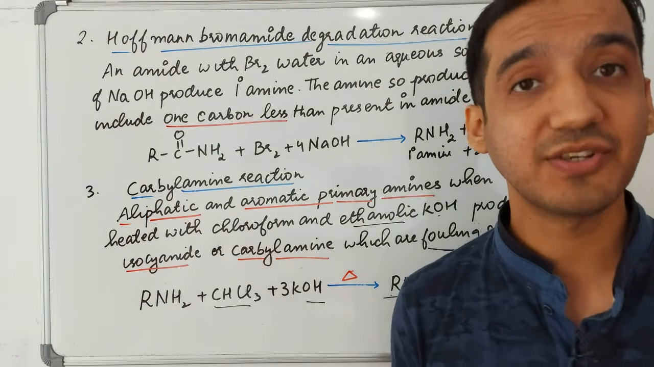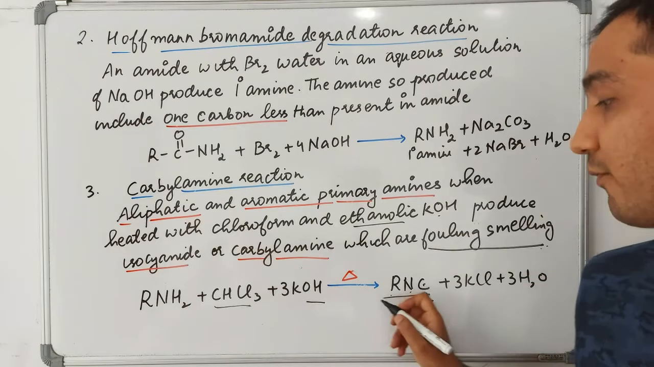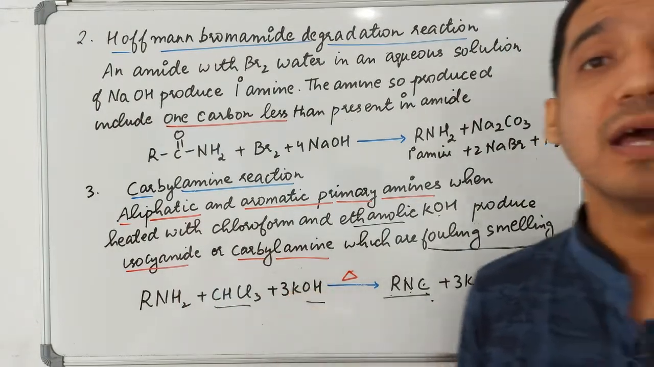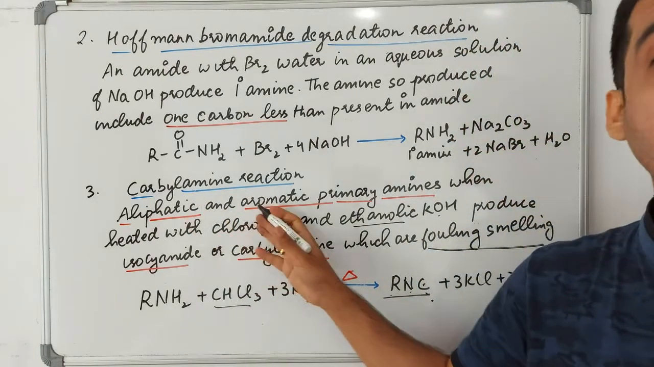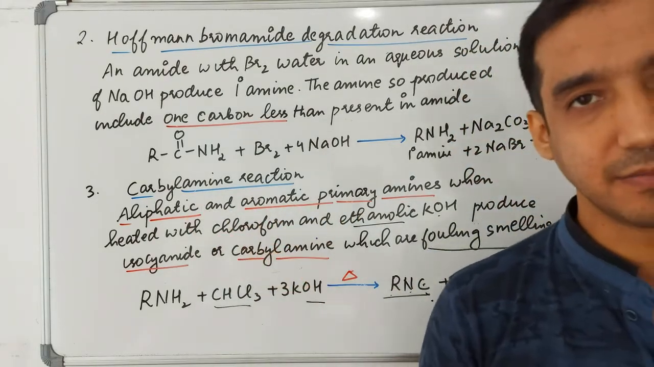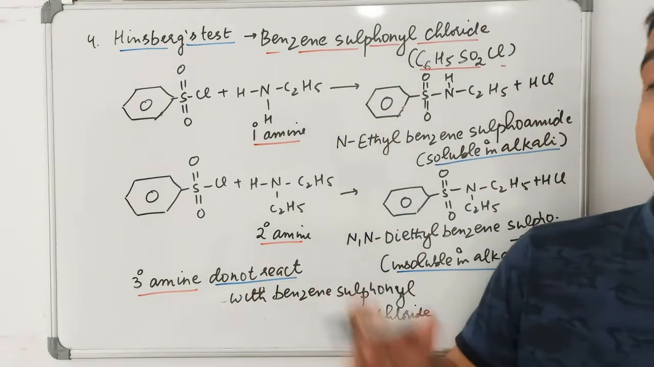So whenever this reaction happens and a foul smell is coming, it shows that there is formation of isocyanide or carbylamine. So this reaction is used for the detection of aliphatic or aromatic primary amines. The next test is called the Hinsberg test. This name reaction is the Hinsberg reaction.